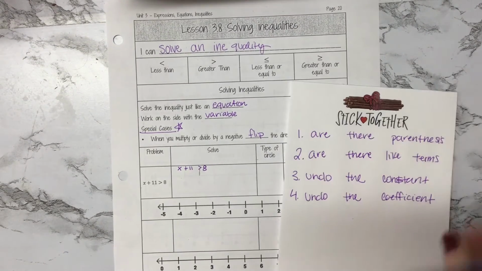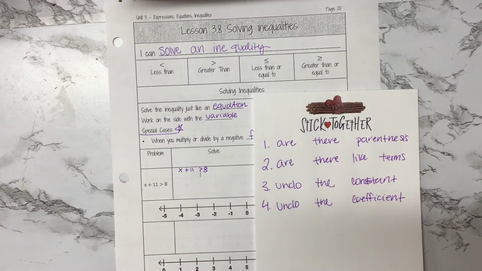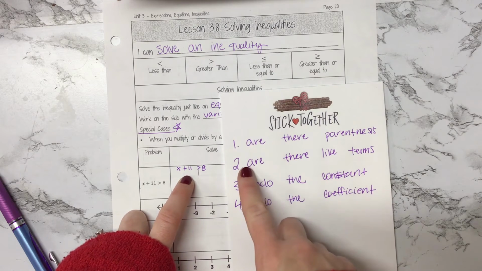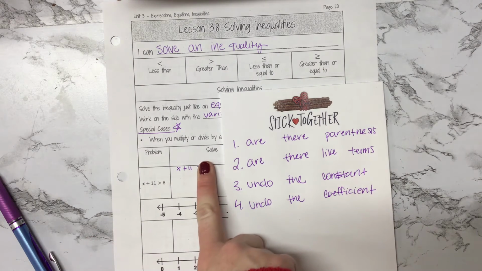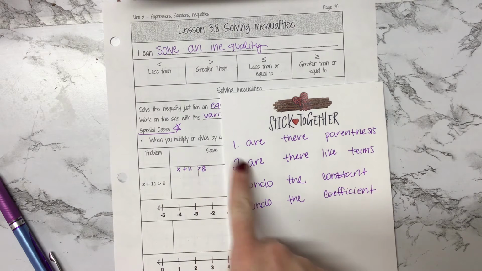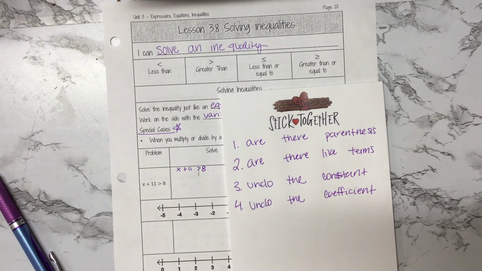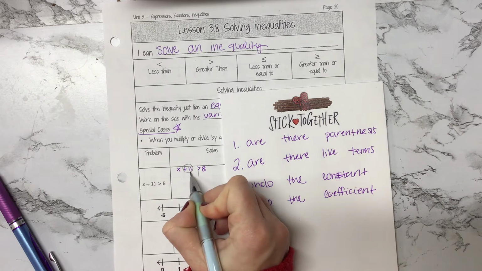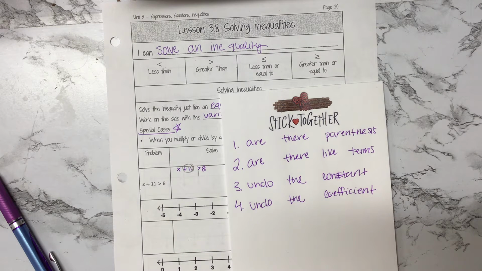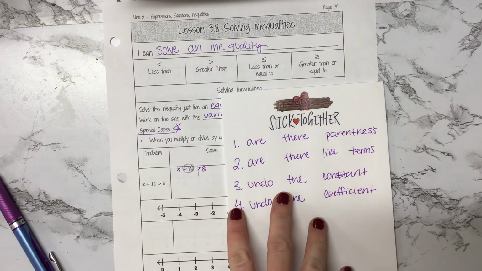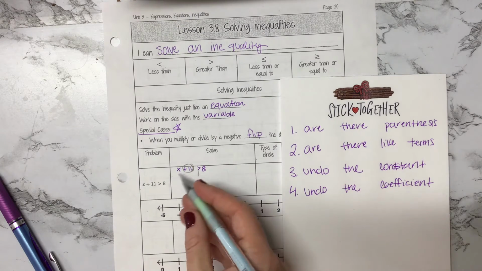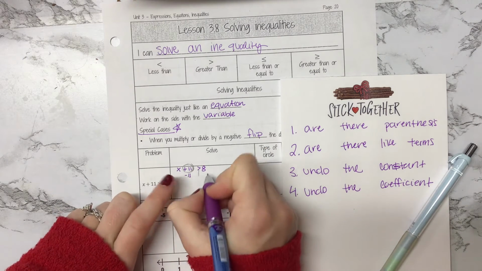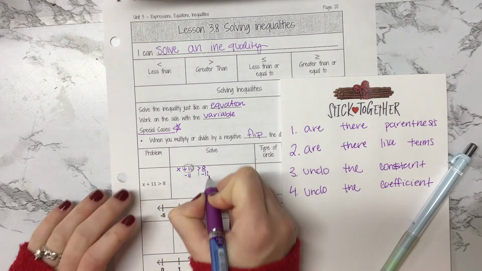All right. So then we're going to use the same steps from solving an equation. So question number 1, are there parentheses? No. So I move to question 2. Are there like terms on the same side of the symbol? No. Okay. So then I have to say, is there a constant? Yes. 11 is our constant. It's whatever we're adding or subtracting to our variable. So I'm going to undo the constant by doing the opposite thing. The opposite of plus 11 is minus 11. What I do on the side of the variable, I have to do on the other side of the inequality as well.